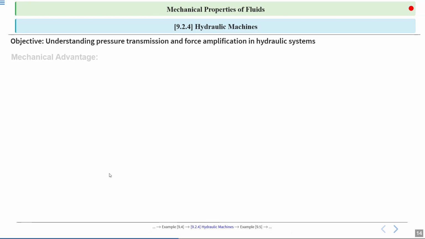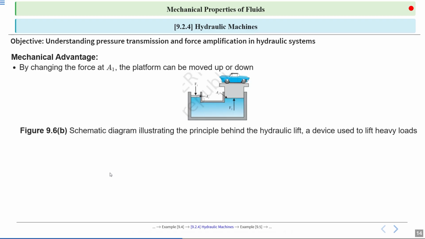Now let's dive into the concept of mechanical advantage. By adjusting the force applied at area A1, we can move the platform up or down. Take a look at figure 9.6b, which shows a schematic diagram of a hydraulic lift. This device is commonly used to lift heavy loads, demonstrating the practical application of hydraulic systems.